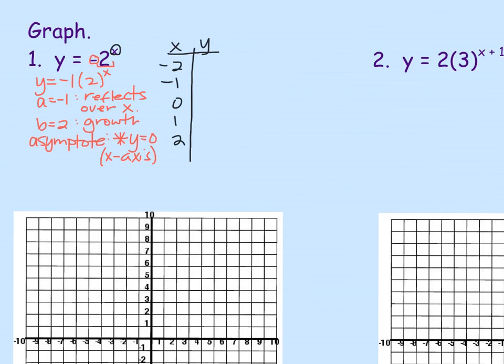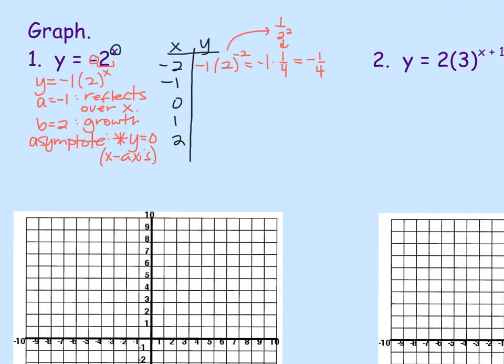Here's how it'll look. If I plug in negative 2, I have y equals negative 1 times 2 to the negative 2 power. Well, think order of operations. 2 to the negative 2 power is the same as 1 over 2 squared, which is 1 over 4. Now, negative 1 times 1/4 is just negative 1/4. Our negative a value is just going to make all of our outputs negative. So that's something to be careful about as we go through this.